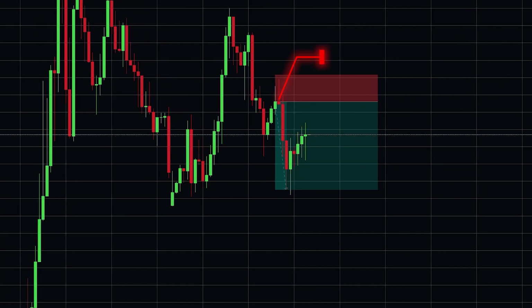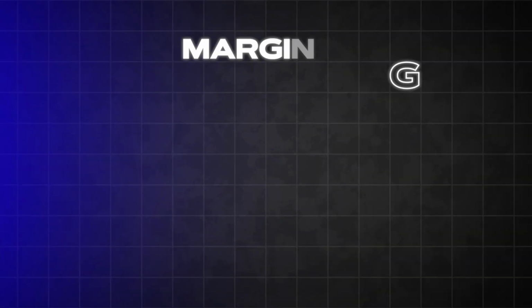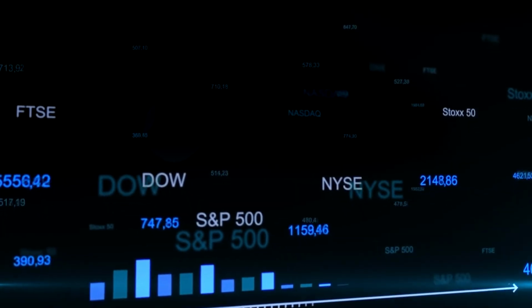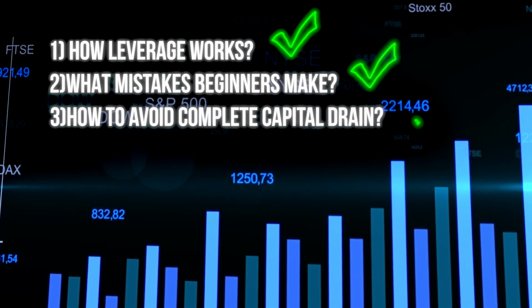Do you want to trade for amounts exceeding your deposit by 10, 50, or even 100 times? Margin trading gives you this opportunity, allowing you to borrow money from a broker. Today, we'll analyze how leverage works, what mistakes beginners make, and how to avoid complete capital drain.